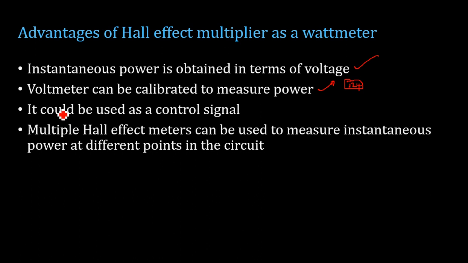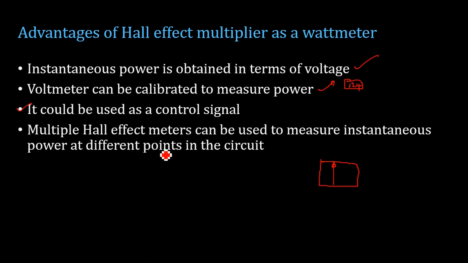Again, one of the most important factors is that the output voltage can be used as a control signal. In a normal wattmeter you get a pointer deflection that just indicates the power consumed. You are not able to use this measured value for any further application. But here you get a voltage signal. This voltage signal can be amplified and fed to other circuits for controlling the power consumed in this circuit. Many such things can be done once you get the power in terms of a voltage, so that voltage can be used as a control signal.